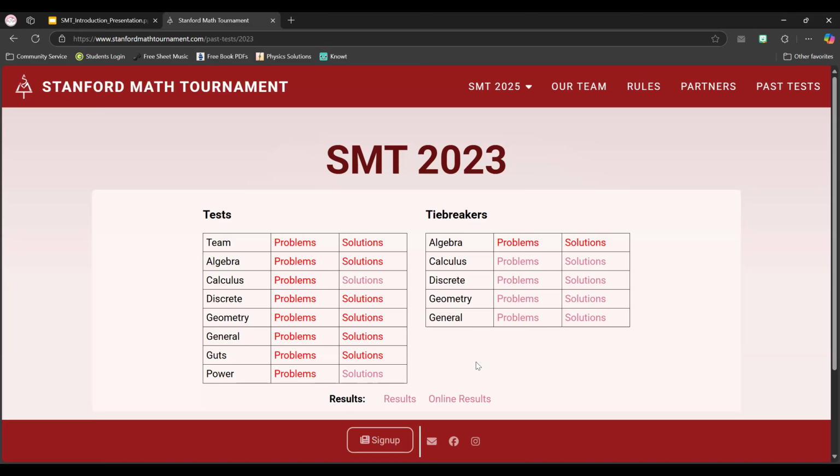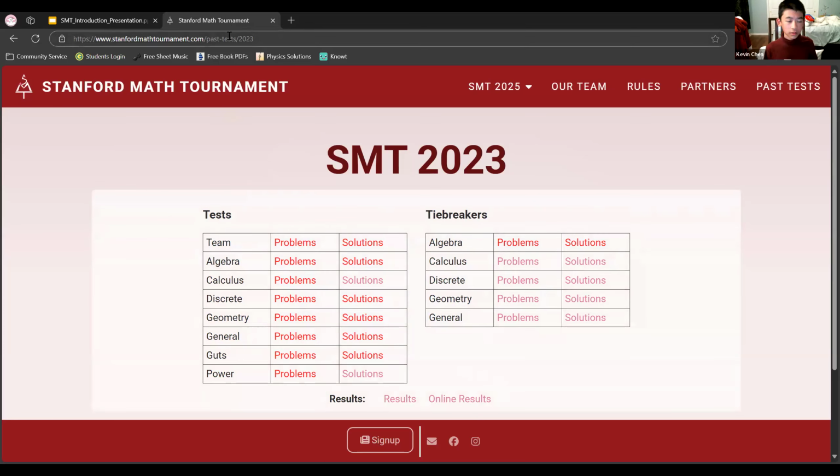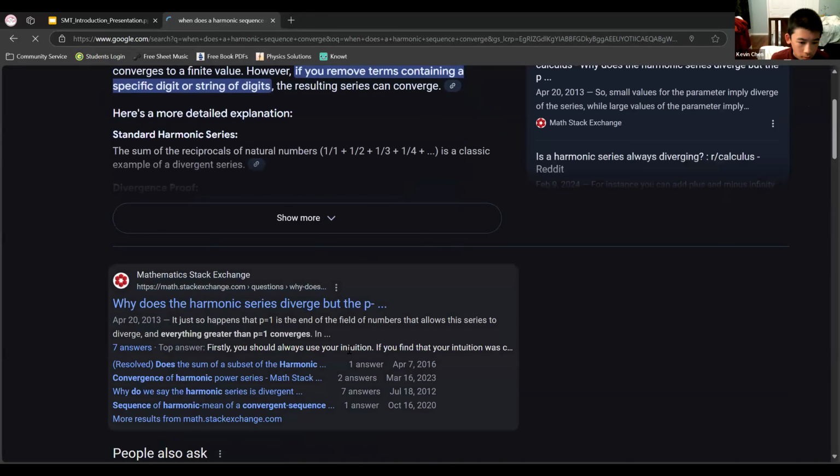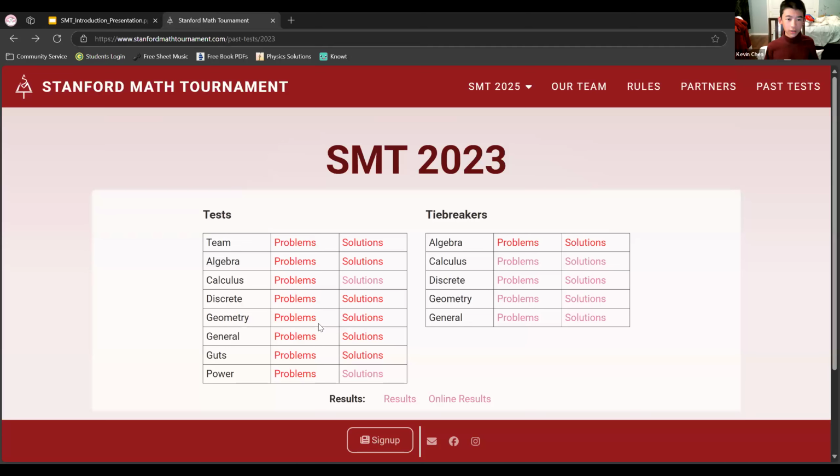I'm pretty sure it's when the exponent is greater than or equal to 2. Wait. Yeah, I'm pretty sure it's when it's greater than or equal to 2 because, oh wait, it's greater than 1. Oh yeah, everything greater than 1.